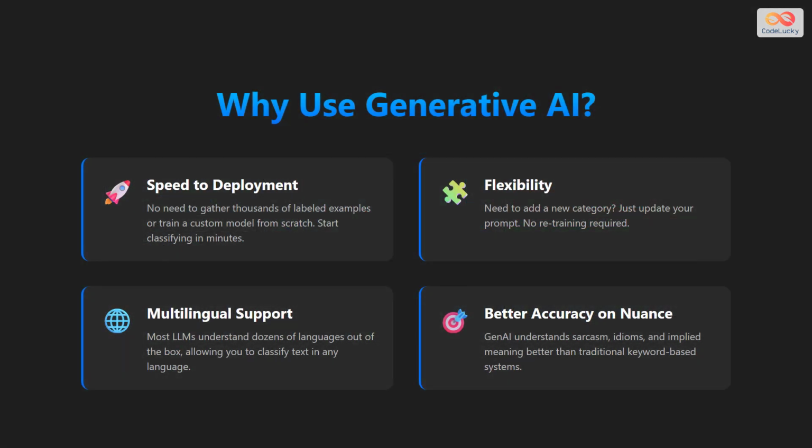The benefits are clear. You get incredible speed to deployment because you don't need to train a model from scratch. It is highly flexible. If you need a new category, just change your prompt. Plus, it works across multiple languages and captures human nuance far better than older systems.